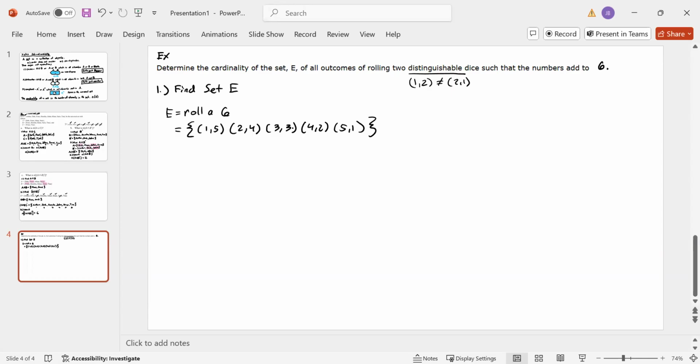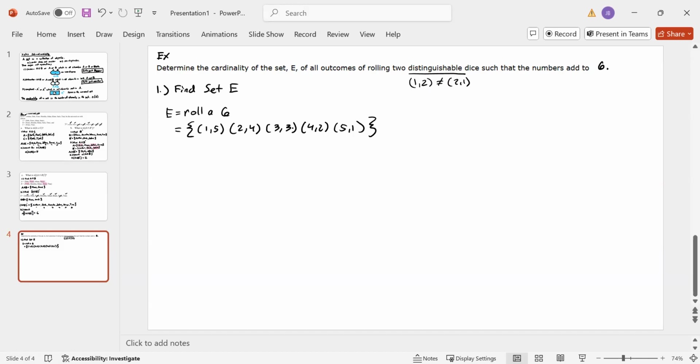Okay, so do I have all of them? 1, 2, 3, 4, 5. 1, 2, 3, 4, 5. Yep, I have all of them. Now, if you're wondering, why is there only one 3, 3? Because there's only one way you can roll a red 3 and one way that you can roll a blue 3. So 3, 3 is the only one that doesn't have it twice. And that's the same for all dice. 1, 1, 2, 2, 3, 3, 4, 4. All of those, they only have one roll.